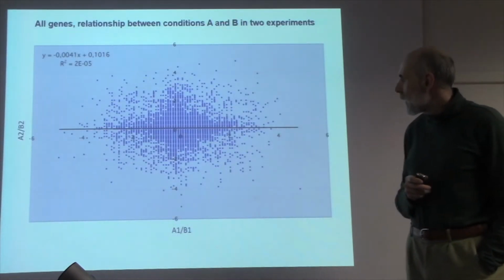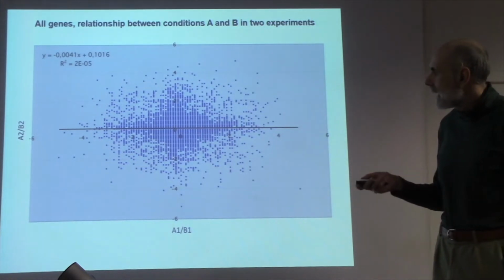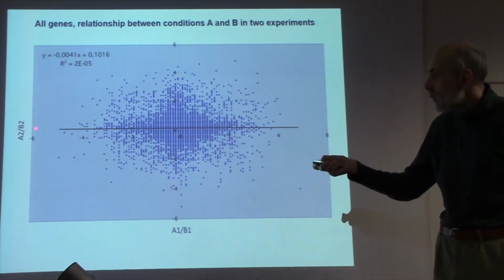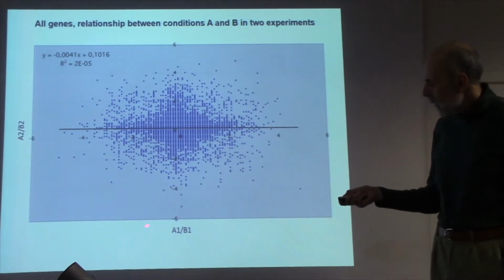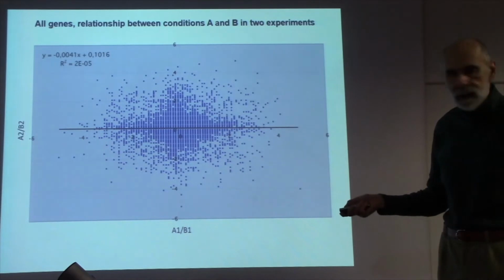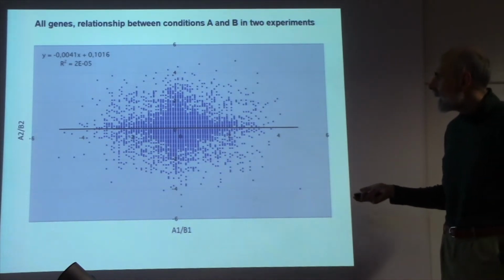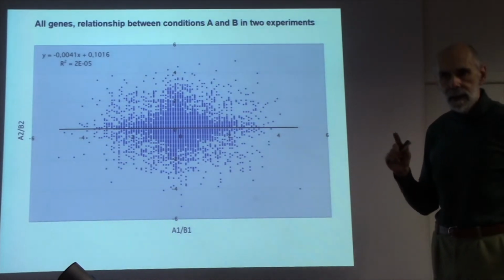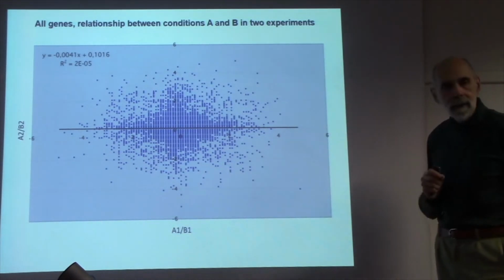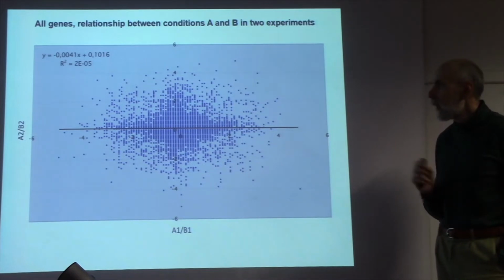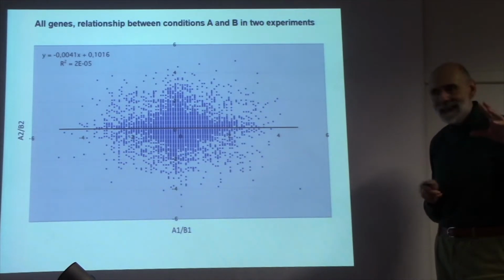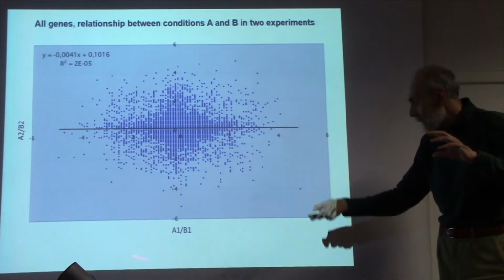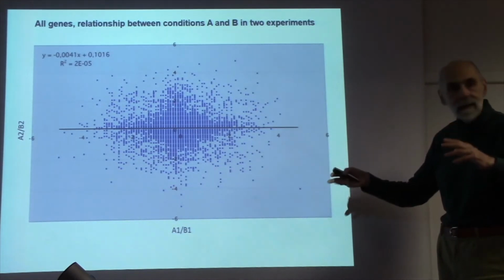Here was the situation in which we compared two experiments. Here, condition A was compared with condition B in experiment 2, and here condition A was compared with the same condition B in experiment 1. So these are two experiments. And you see, there is no correlation whatsoever. If you take into consideration the ratios of each gene, each dot here is a gene. So you ask, what is the ratio of gene X in condition A versus condition B in experiment 2 and in experiment 1? And you find that it is random.